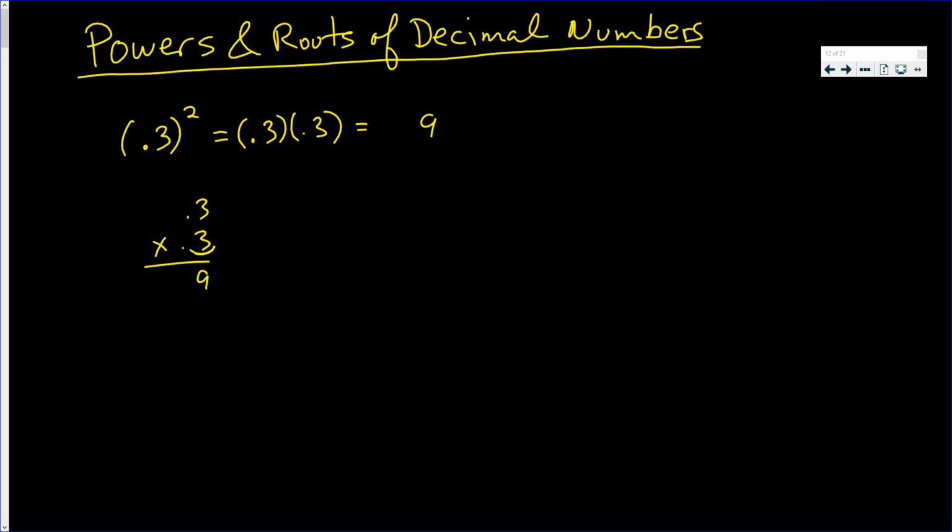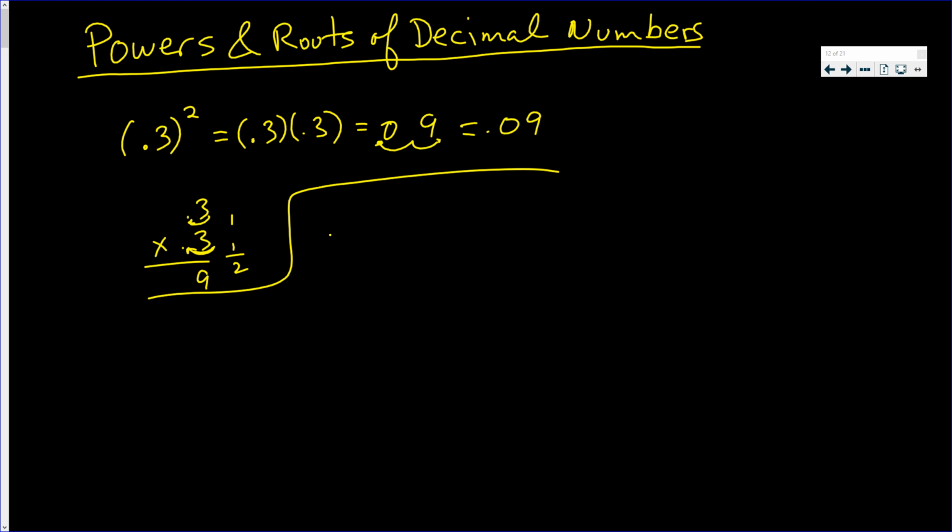The thing is, this goes in one decimal place. But that's the same number. So it's going to go in 2 times however many this goes in. So we have to have the decimal in 2 places. So we get 0.09.